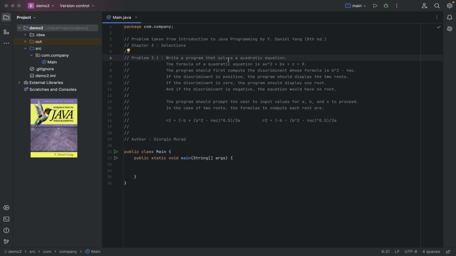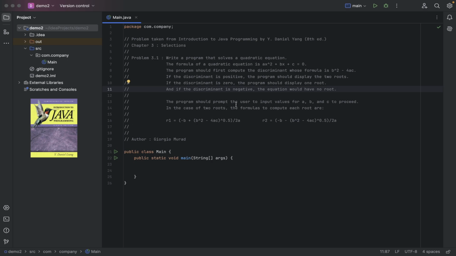Problem number 1. Write a program that solves a quadratic equation. The formula of a quadratic equation is ax squared plus bx plus c equals 0. The program should first compute the discriminant, whose formula is b squared minus 4ac. If the discriminant is positive, the program should display the two roots. If the discriminant is 0, the program should display one root. And if the discriminant is negative, the equation should have no root.